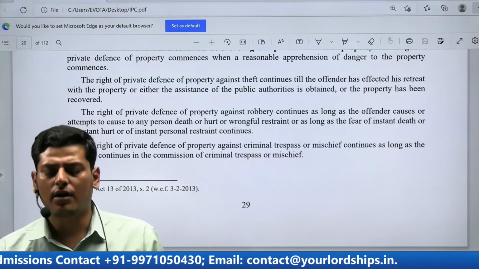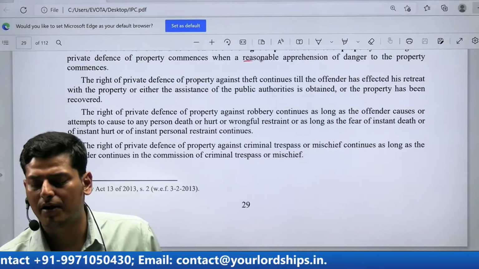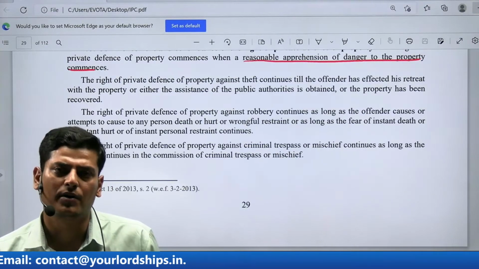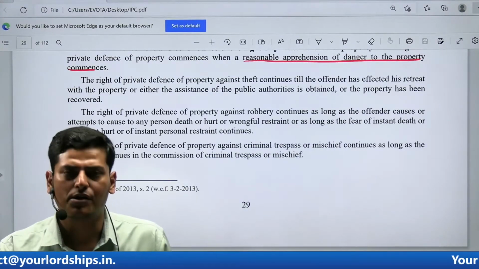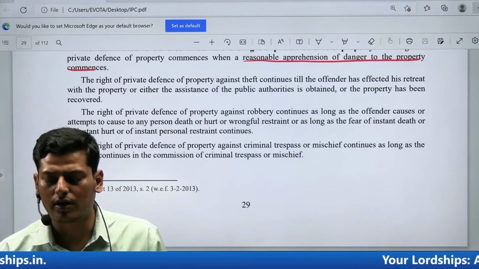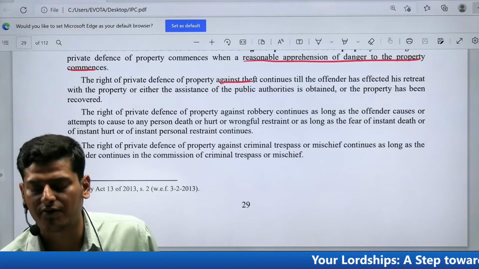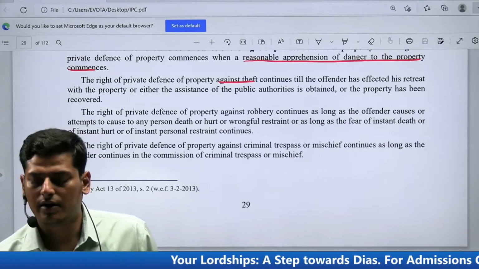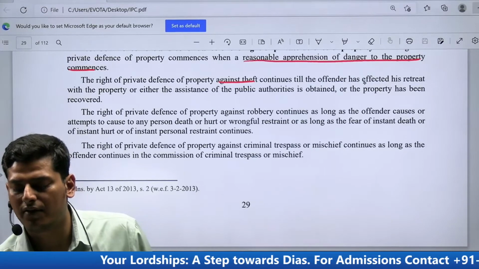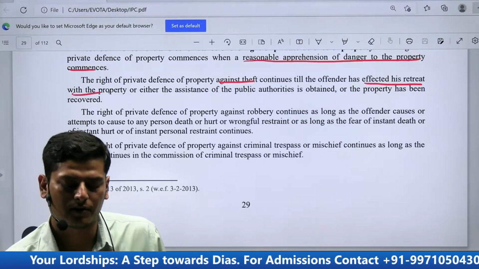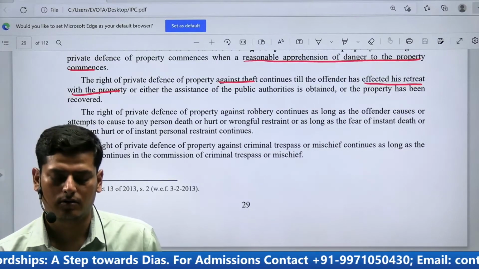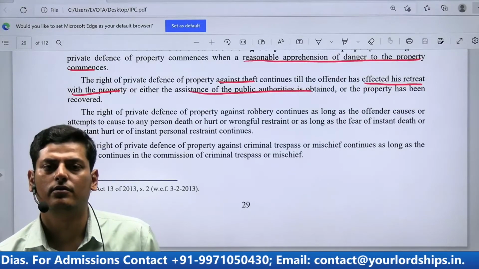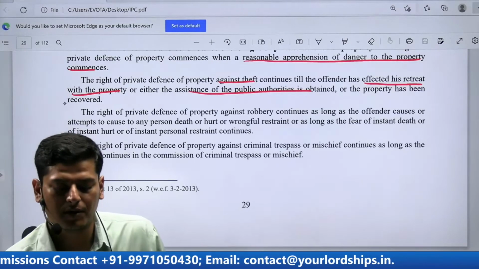So commencement, we understand that when a reasonable apprehension of danger to the property commences, then the right of private defense commences against property. Continuance. Now with respect to the continuance as against theft, theft में 3 सिनेरियो है. It continues until the offender has effected his retreat with the property, or either assistance of public authorities is obtained, or the property has been recovered.